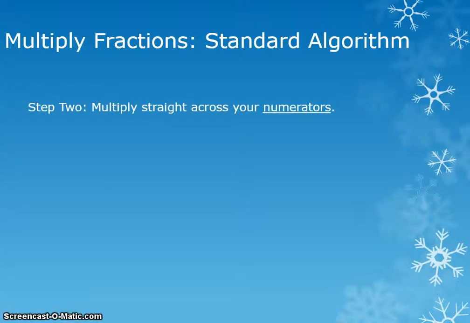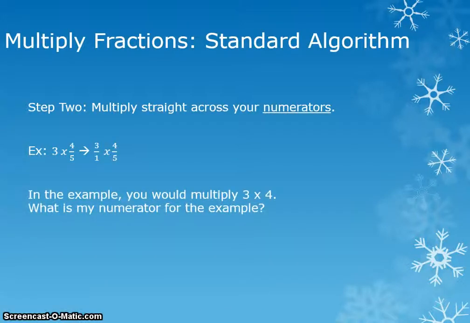Our second step is that we will multiply straight across your numerators. Let's look at our example. In our example of 3 wholes times 4/5, I would multiply across the top. We would multiply 3 times 4. When you multiply 3 times 4, what do you get for your numerator? Very good. 12 will be your numerator when you multiply the numerators.